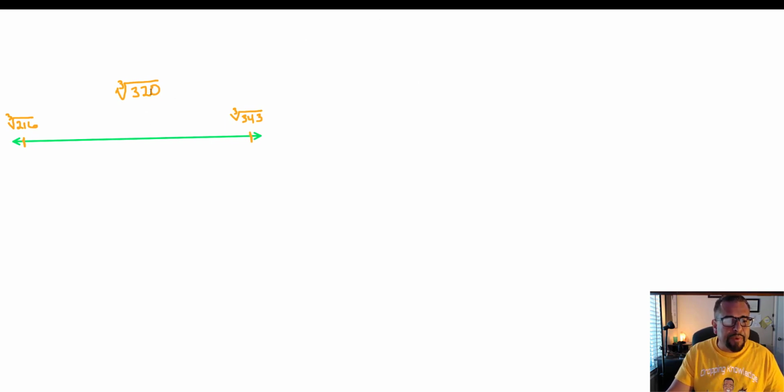Okay, so we got 320. To save time, I already put the cube root of 216 here and the cube root of 343, which is 6 and 7. So that means 6 cubed is 216, and the cube root of 216 is 6, right? So the cube root of 320 lives between both of these numbers. Which one is it?